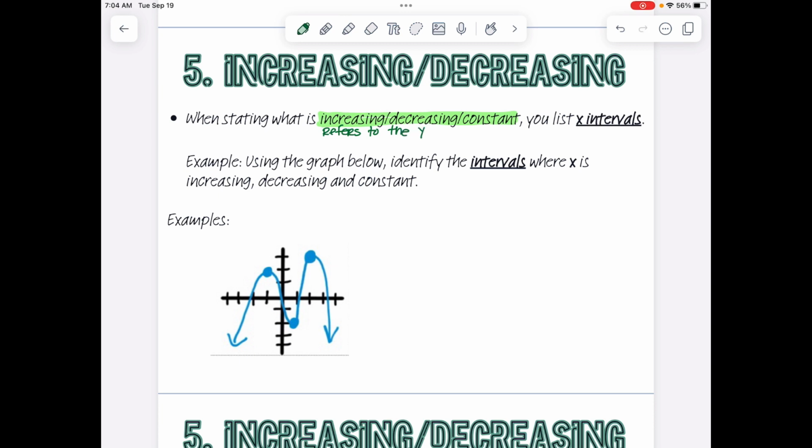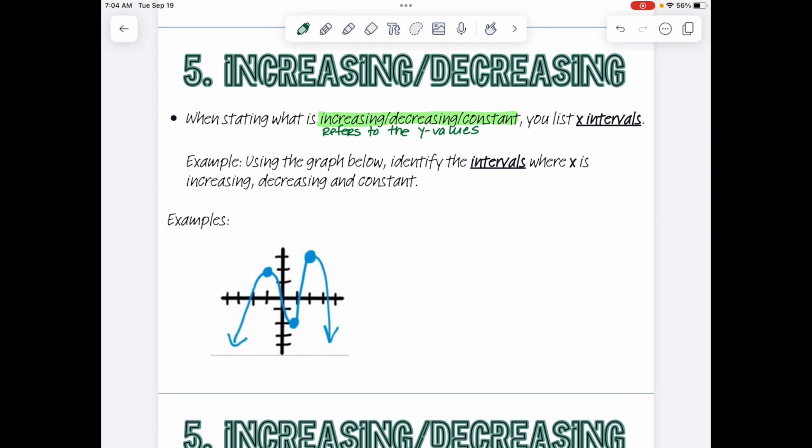Wow, why is that? Okay, the y values. So the x values, the x intervals, say from x is 4 to x is 7, my graph increases, right? So increasing from 4 to 7. Increasing represents the graph goes up. So using the graph below, we're going to talk about the intervals where the graph is increasing, decreasing, and constant.